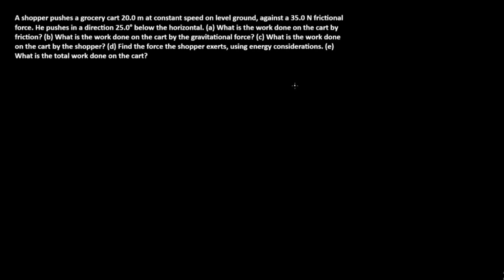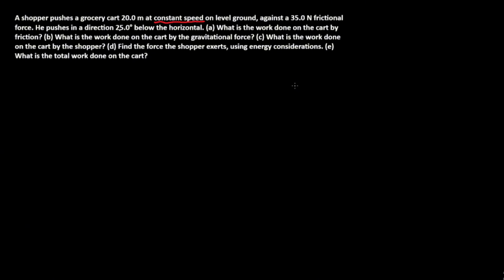A shopper pushes a grocery cart 20 meters at a constant speed on level ground. So, constant speed. Key point, constant speed. Underline that. Against a frictional force of 35 newtons. So, friction, usually negative. It will resist movement. When you're moving somewhere, friction is going to go the opposite direction, usually. So you can already assume the work done by friction is negative.